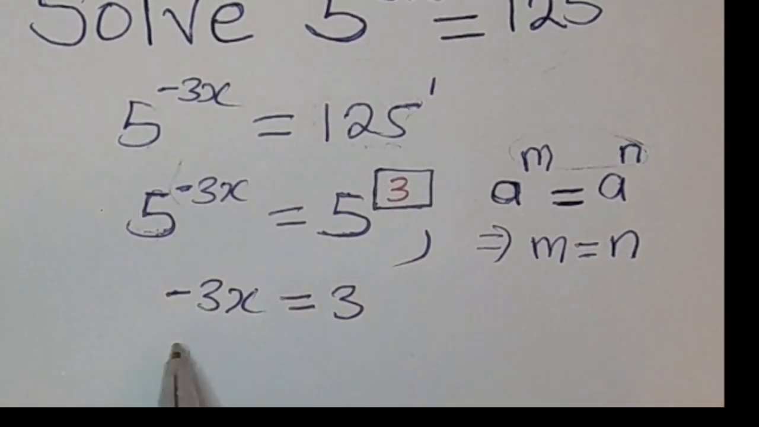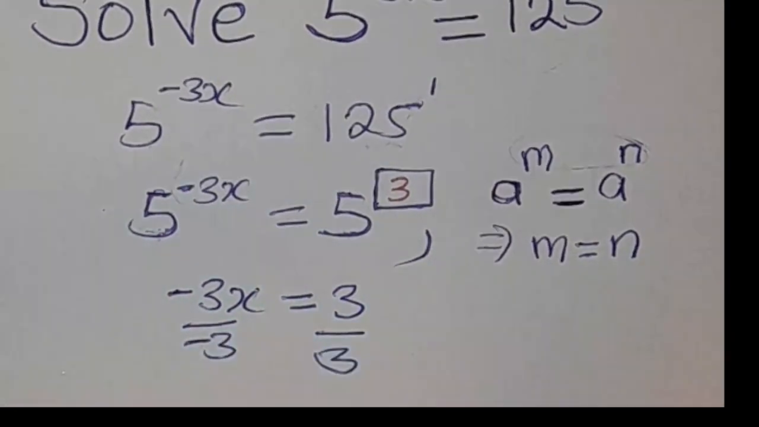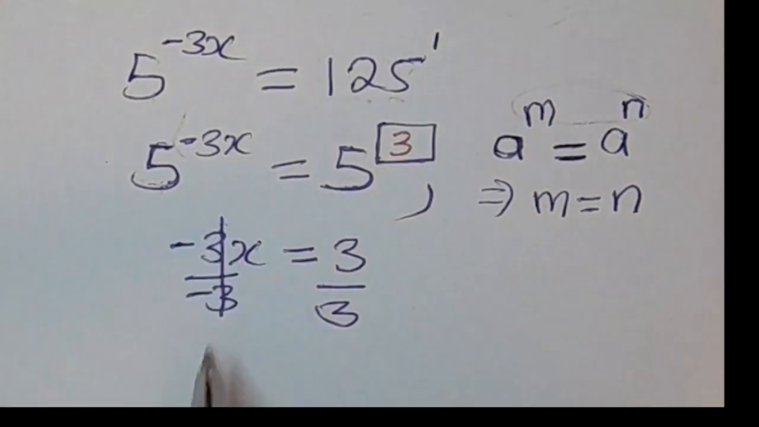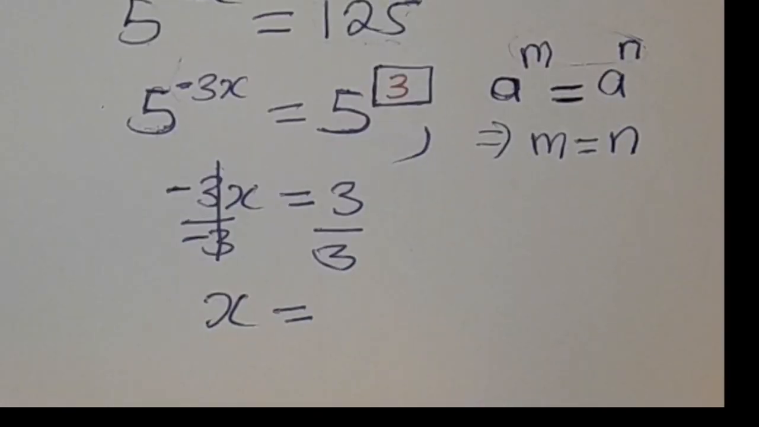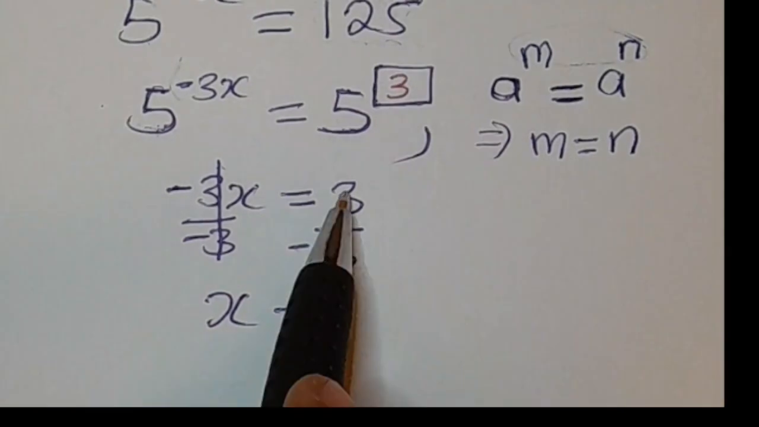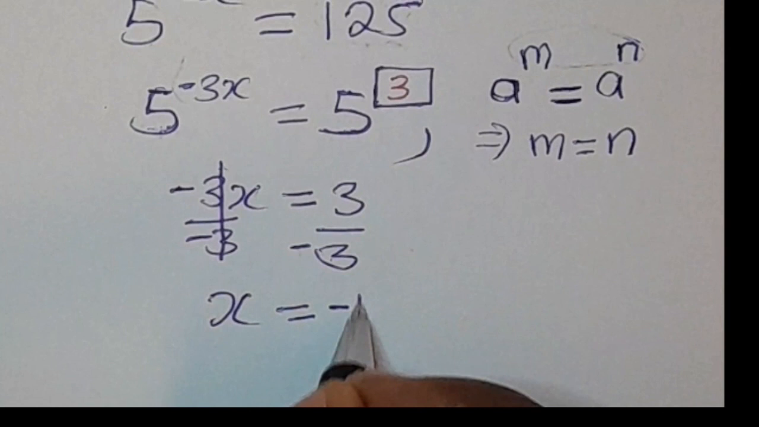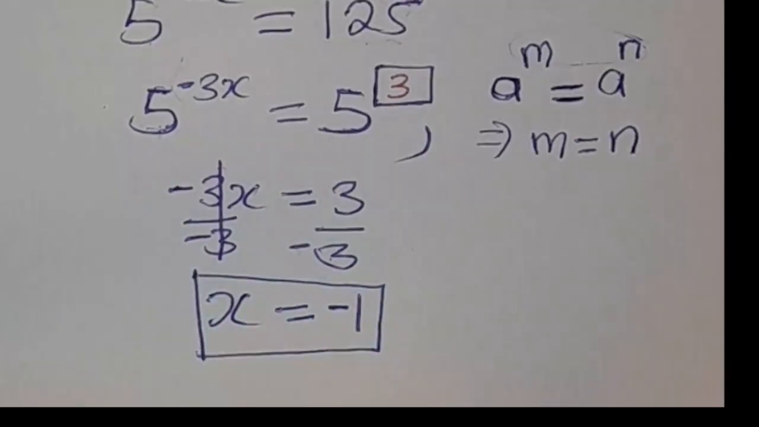Now to solve for x, we divide through by negative 3. Negative 3 divided by negative 3 will go, so we have x is equal to 3 divided by negative 3, which is negative 1. So the value of x is negative 1.